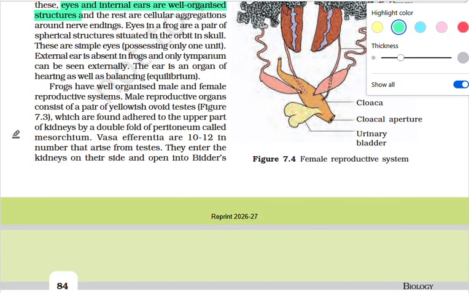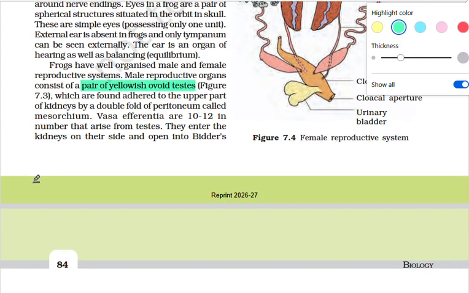Frogs have well organized male and female reproductive systems. Male reproductive system consists of a pair of yellowish ovoid testes which are found adhered to the upper part of kidneys by a double fold of peritoneum called mesorchium. Important line.